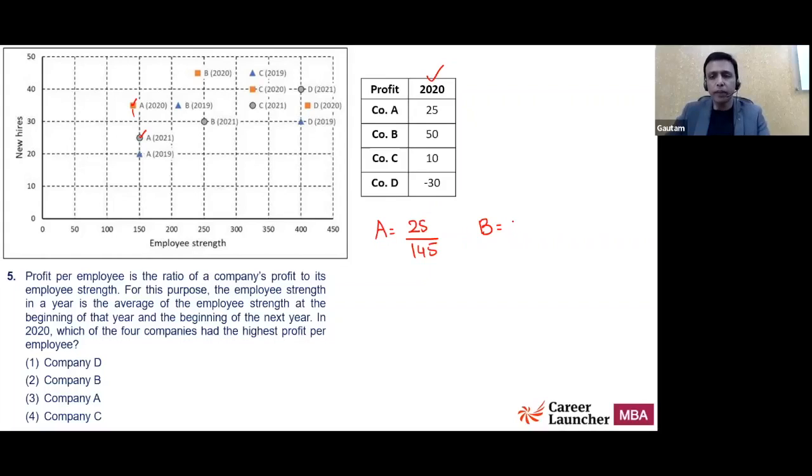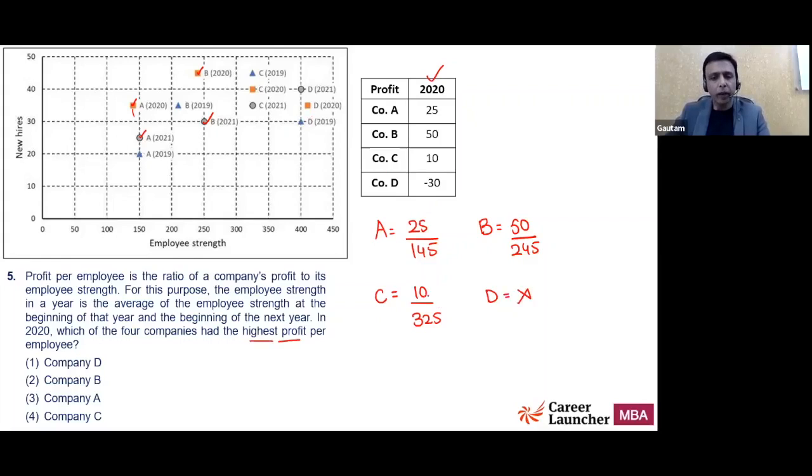For company B, that would be 50 upon the average of these two figures. B would be 240 plus 250 divided by 2, which is 245. For company C, it had to be 10 upon, this is the same 325 in each case. And for D, it has to be minus 30. Again, because we're talking about the highest profit, let's not move on to it.